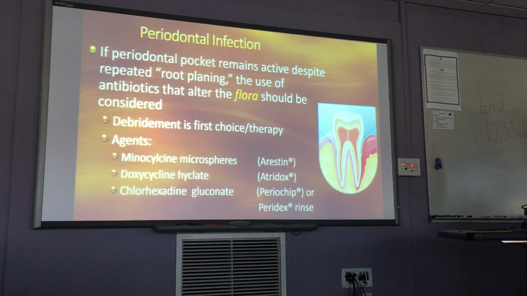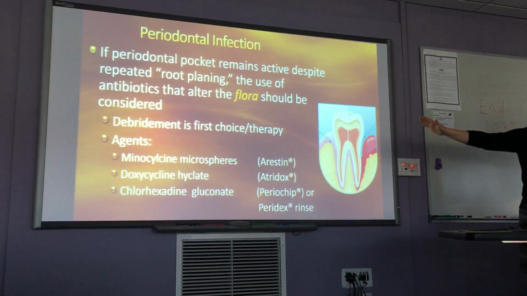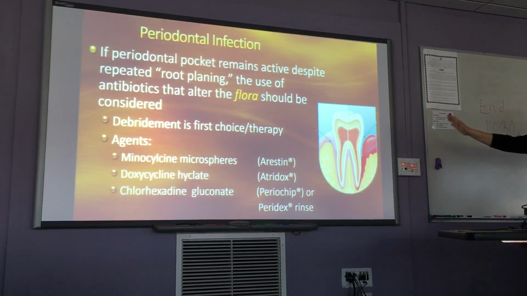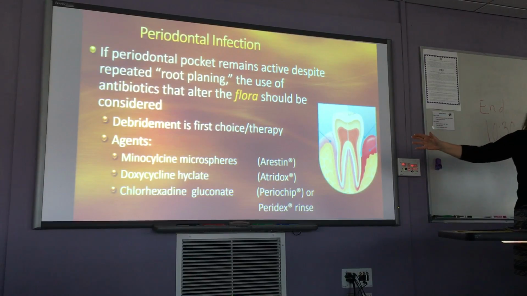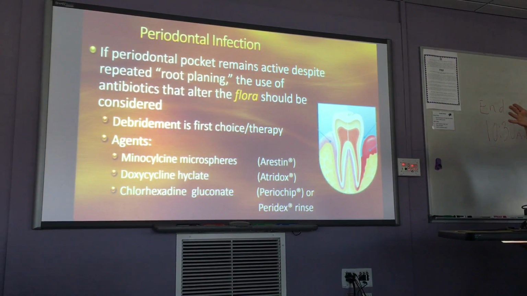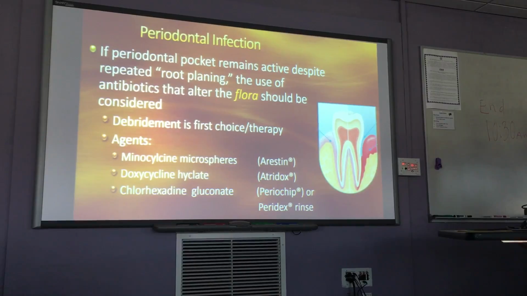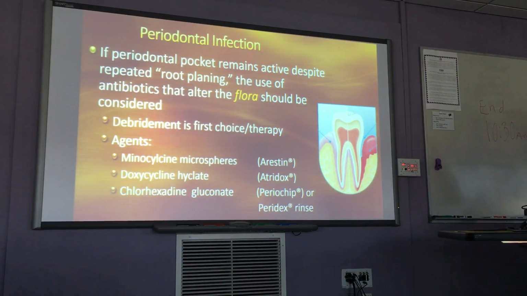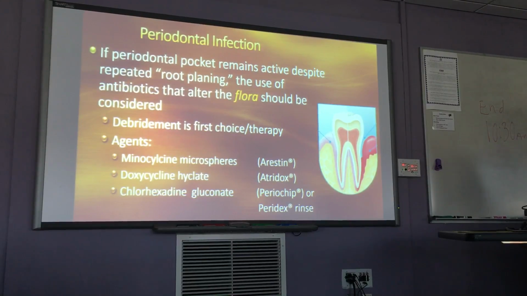All right? So debridement is our first choice of therapy for periodontal infection. Always remember that. But in lacking that, we can actually treat this locally first. And you guys have learned about the locally applied antibiotics. We talked about pumping stuff into the gums. Starting to sound familiar? All right, because that's something you're going to learn how to do.